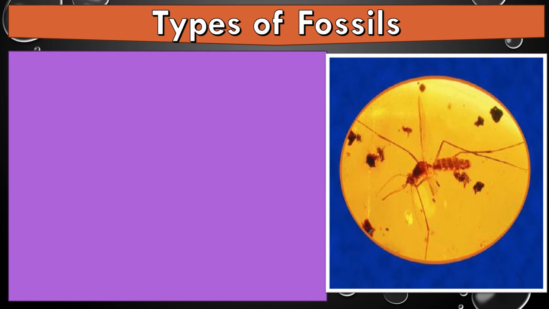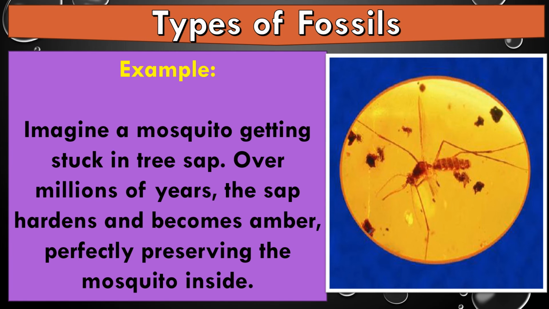Example: imagine a mosquito getting stuck in tree sap. Over millions of years, the sap hardens and becomes amber, perfectly preserving the mosquito inside.